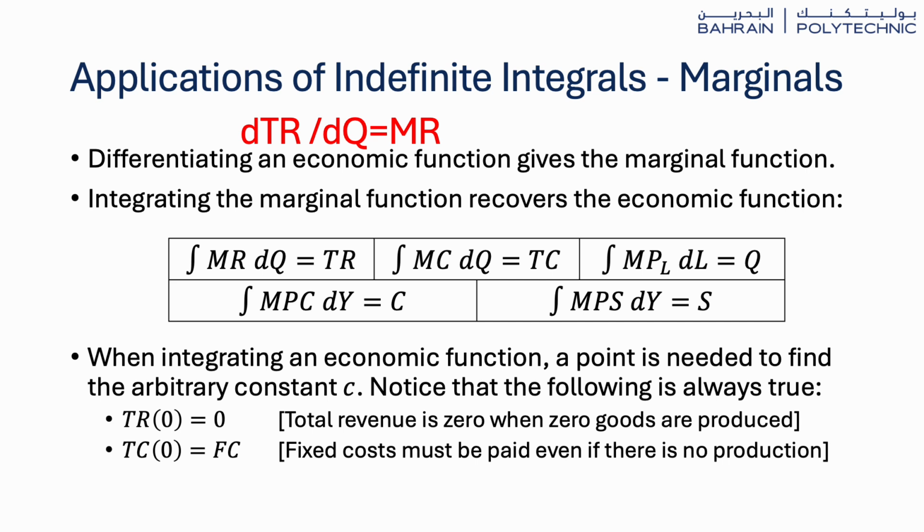As we know, we will have a constant with each one. So to get the constants in this case, we have to keep in mind always that the total revenue at 0 will be 0, and the total cost at 0 will be the fixed cost, which will be our C in this case. So let us take an example to make it more clear.